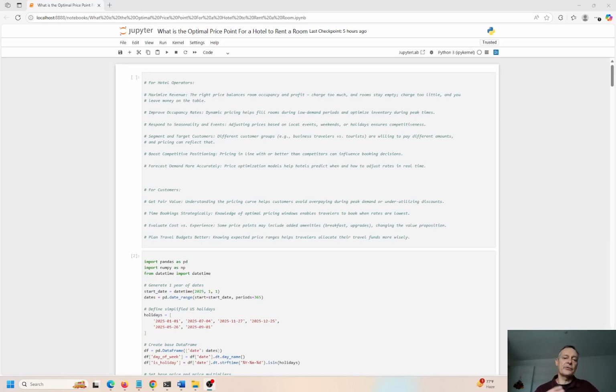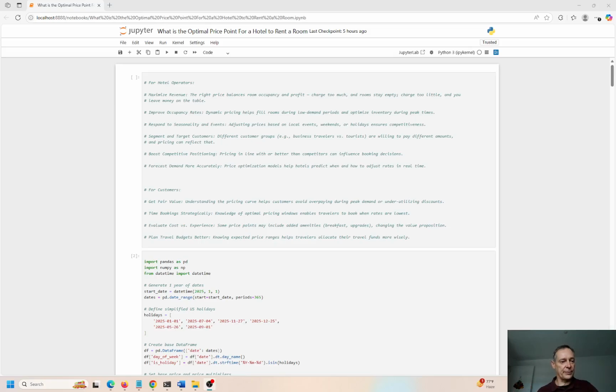So don't do that. Boost competitive positioning. We can do that. Forecast demand more accurately. And for our customers, get fair value, right? Customers love value and they understand value. They can recognize that. They can identify with that, right? Time booking strategically. We can create knowledge around optimal price points, windows of opportunity. This enables travelers to book more rooms. We can evaluate cost and the overall customer experience, and plan travel budgets better. And again, motivate people to stay at the hotel.